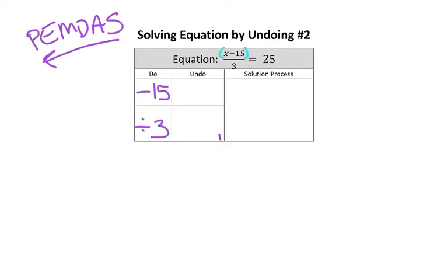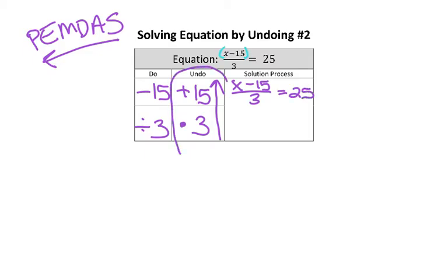To undo, we do opposite and backwards operations. So instead of dividing by 3, we're going to multiply by 3. And instead of subtracting 15, we're going to add 15. Now let's apply this to the equation. x minus 15 over 3 equals 25. According to our undo boxes, the first thing we want to do is multiply both sides times 3.